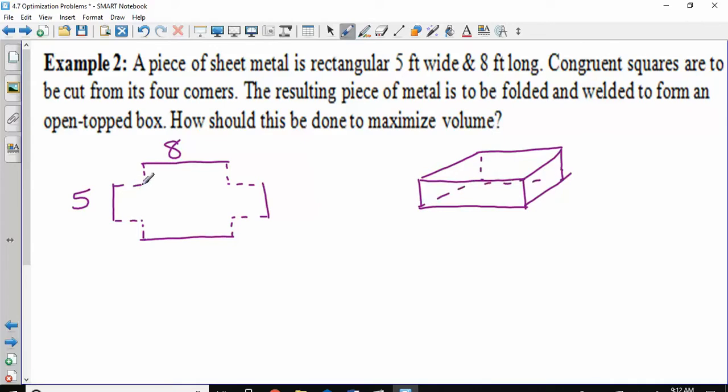Do we know how big these squares are that we're cutting out? No, that's what we're trying to find. So we do know it's a square, so both of these are the same. So these are just x by x.